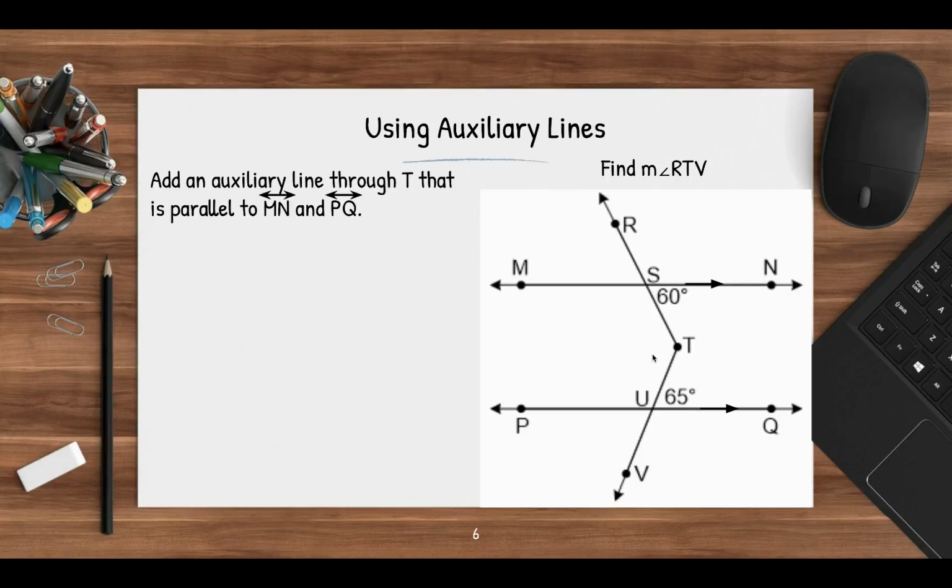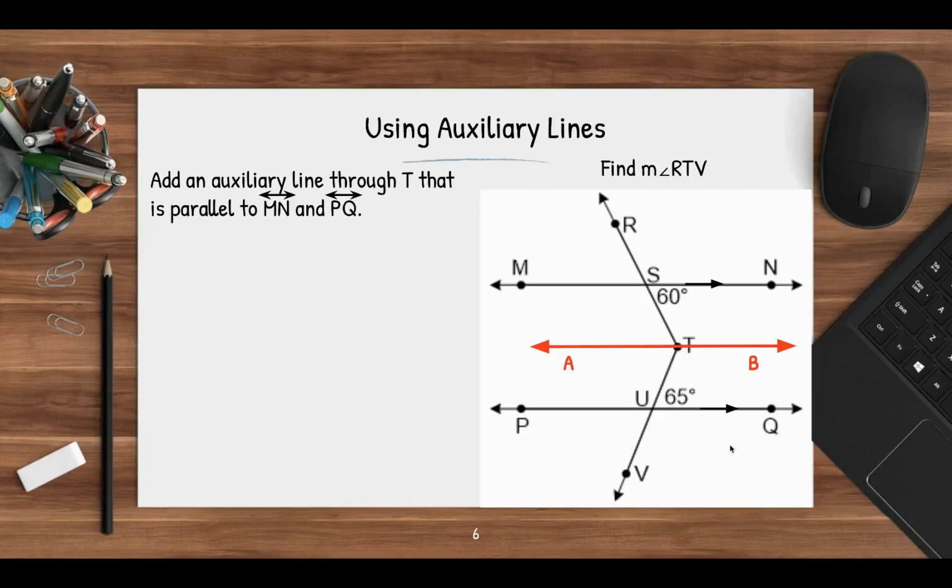And the specific auxiliary line you're going to use is you're going to draw a line, just use your straight edge and your pencil and draw a line carefully through vertex T, through point T, that is parallel to these other two parallel lines. Okay, so add an auxiliary line right there. Then I went ahead and labeled this line AB. Okay, so now what do we know?